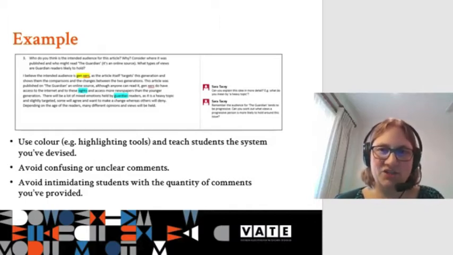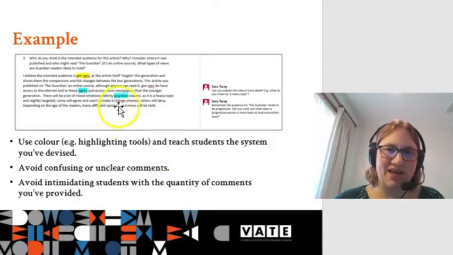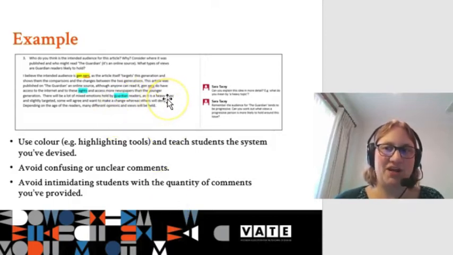So here this student has talked about the audience and said that it's aimed at readers of The Guardian because that was where the opinion piece was published. And they've said that it's a heavy topic. So I've asked them to elaborate on what they mean by heavy topic. And then they've said that some readers might agree that a change needs to be made, whereas others will maybe deny that a change needs to be made.